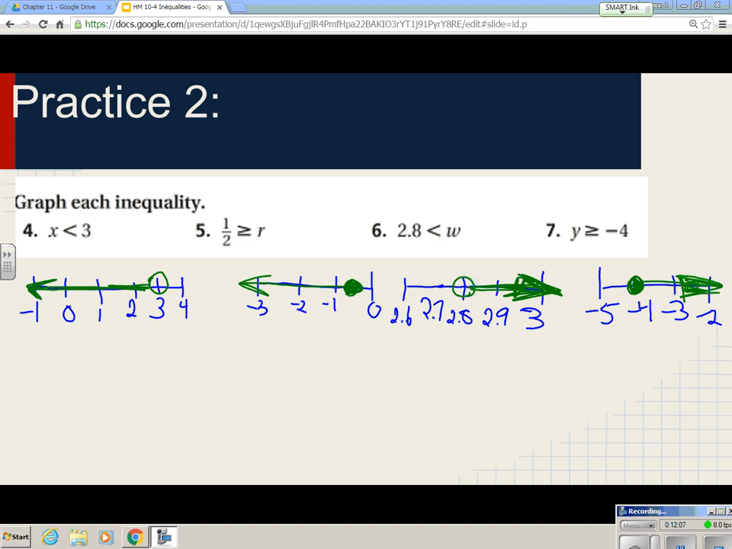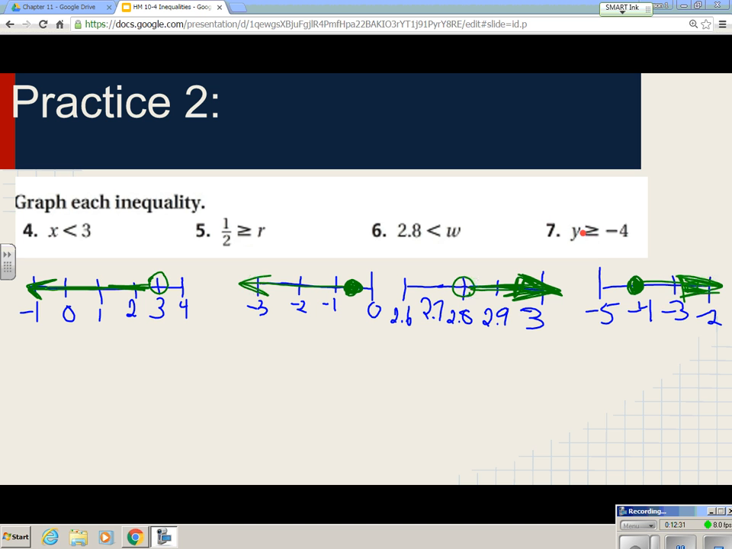And then I saw that it's R that we're looking at. The R side is actually less. As you can see here, the less symbol's there. So I had to make the arrow go to the left. For number 6, 2.8. So that's where I'm going to put the open circle because you can see it doesn't have an equal to sign. The W is on the greater side, so that means that we're going to be going greater.